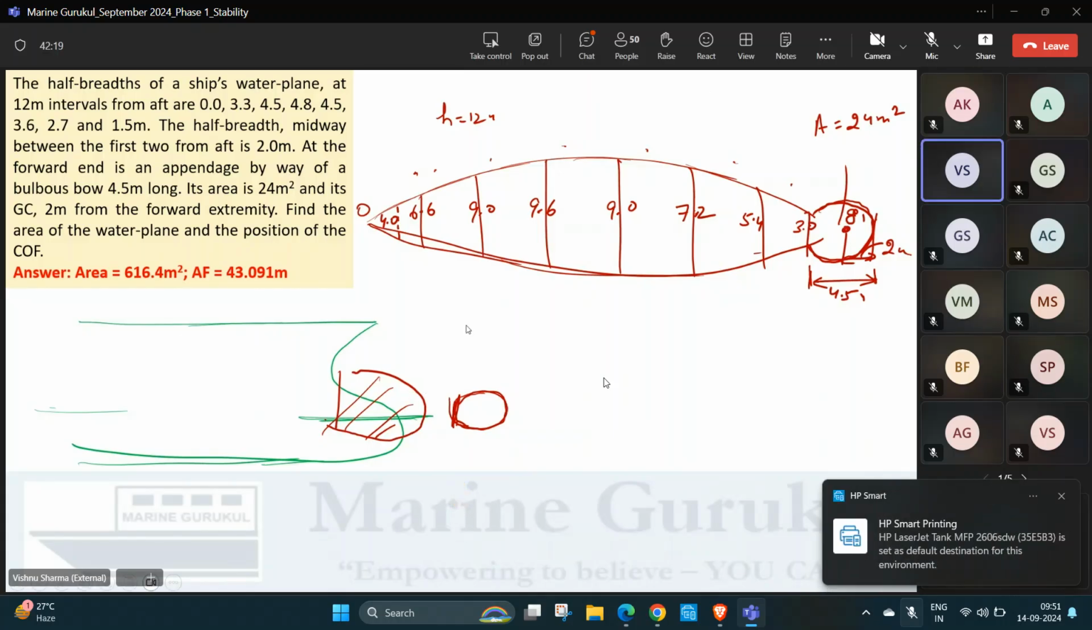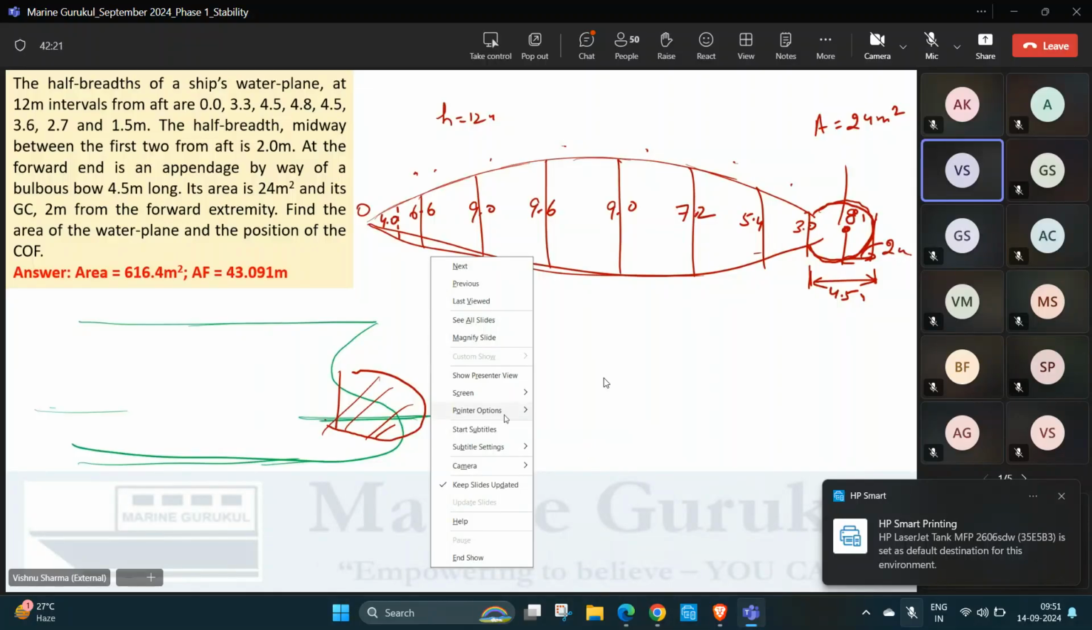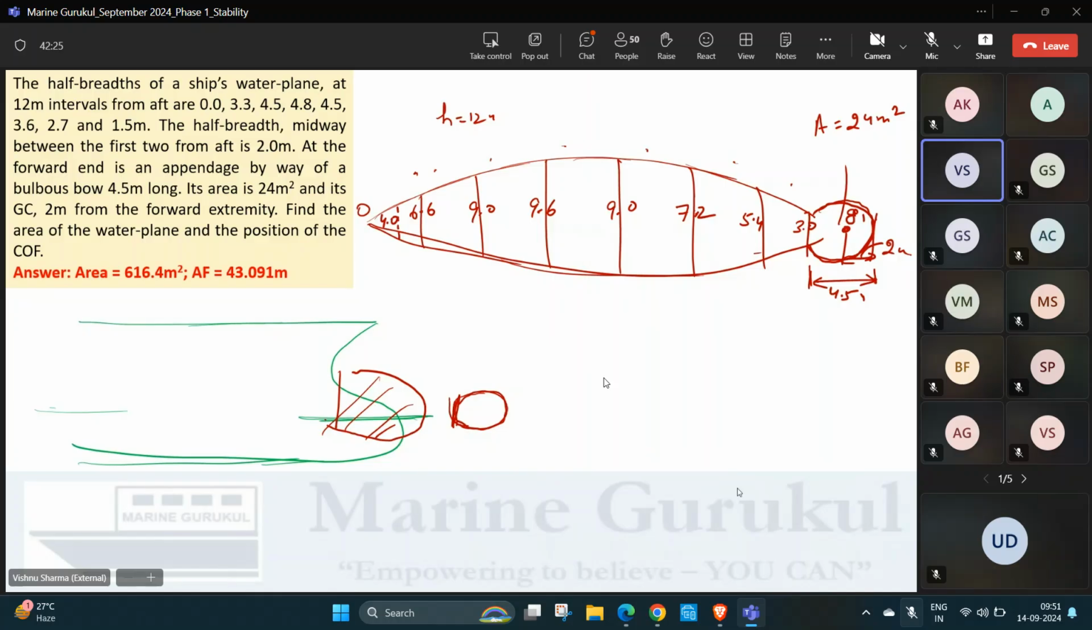Which one is the preferred reference axis? Aft, sir. So I draw the aft perpendicular. Now I have two areas. One is area A2, the other is area A1, the bulbous bow. Area 1 is already given to me. I don't need to do anything. But look at the diagram.